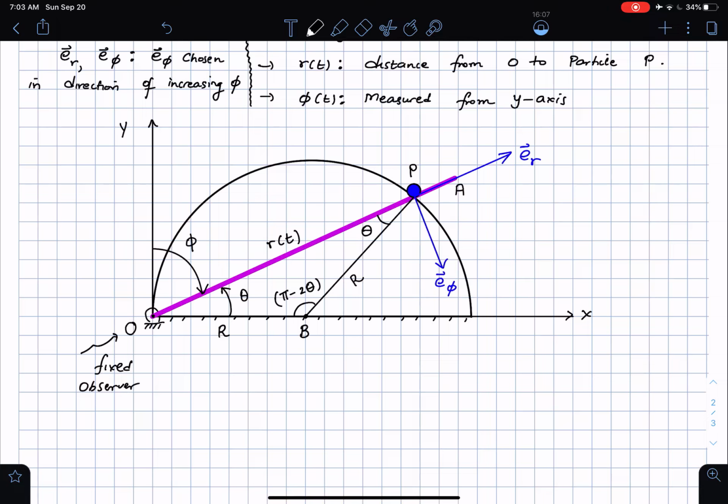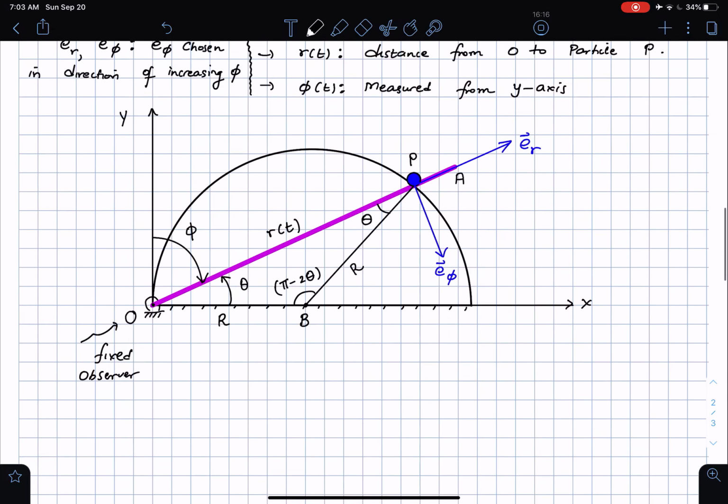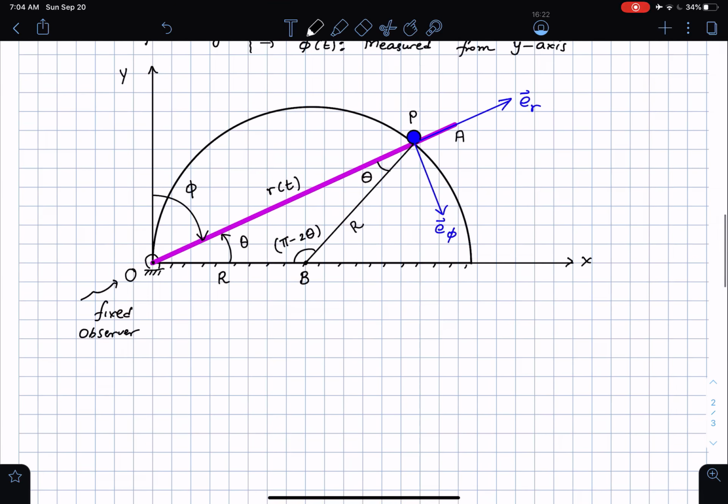Now let me do some basic geometry, because I like geometry, because it looks like an isosceles triangle. This is really good news for us. Okay, so I'm going to make use of the sine rule. From the sine rule, I can say the following, right? So from the law of sines, I can say that r of t divided by the angle opposite to r of t, which is sine of pi minus 2 theta, is equal to capital R divided by sine theta. Okay, so that is the first thing.